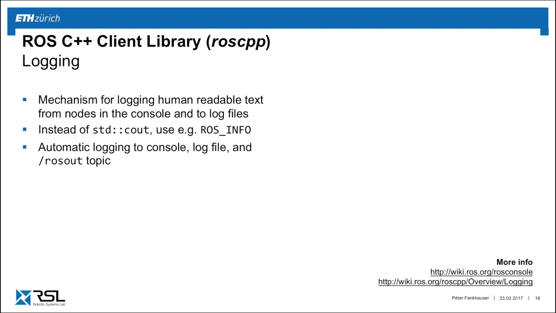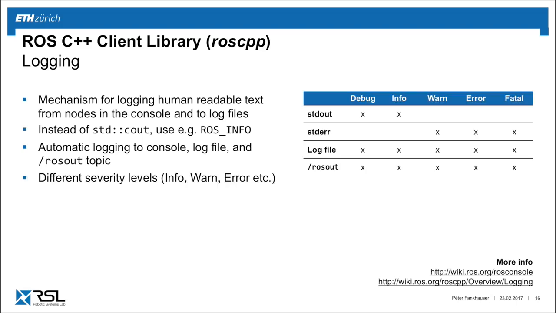Like I said, this will automatically put the message to the console, to a log file, and also publish it on the rosout topic, such that other tools can analyze the output messages of your node. There are different severity levels, such as debug, info, warnings, errors, and fatal. They would be differently colored, and you can sort with tools depending on the severity level.